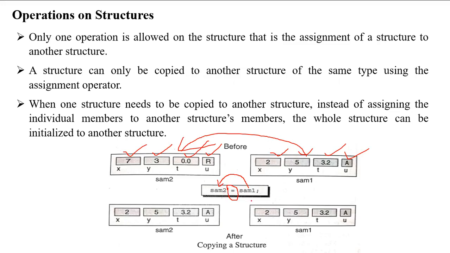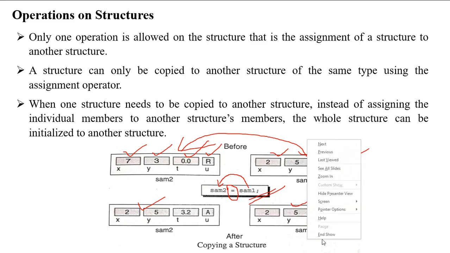So SAM2 will also hold the same field values as SAM1 after this assignment operation. Over here, we are performing an assignment operation between SAM2 and SAM1. That assignment operator will copy the field values of SAM1 into SAM2. That is the reason why before the assignment, SAM2 was holding different field values, but after this assignment, SAM2 is also holding the same field values as SAM1. As you can see the difference over here. So practically also I will prove this mechanism.